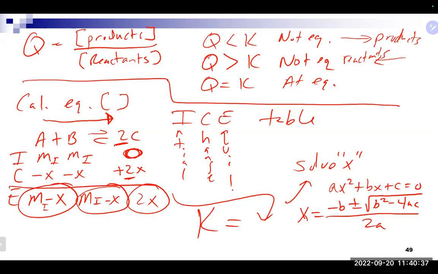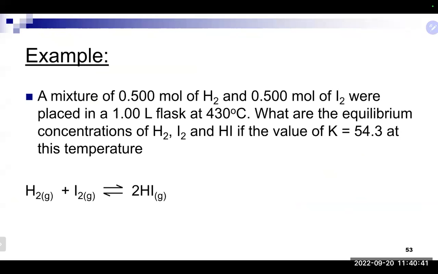Okay, so why don't we continue on with our journey through ice tables here? And why don't you start with this one here? Take a few minutes and work this one out. We've got 0.5 moles of H2 and 0.5 moles of I2 placed in a 1 liter flask. What are the equilibrium concentrations of everybody if the equilibrium constant is 54.3? All right, so work on it for a bit, then we'll go over it together, make sure everybody's on the same page.